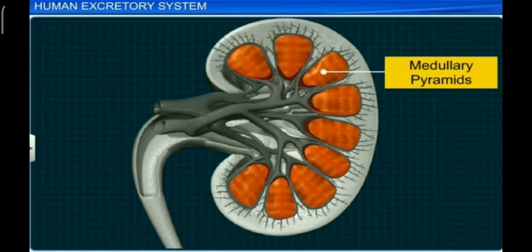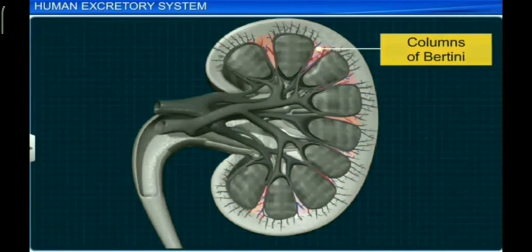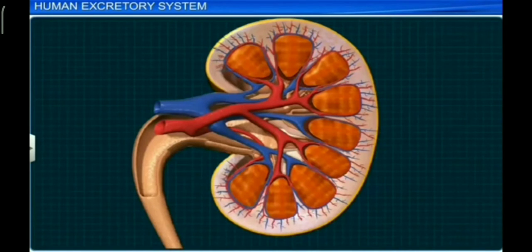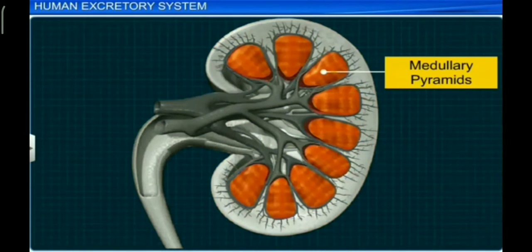Together it constitutes medullary pyramids or renal pyramids. They are all arranged in cortical manner. Cortex extends in medulla as columns of Bertini or renal columns between pyramids. There are several pyramids present in a kidney.